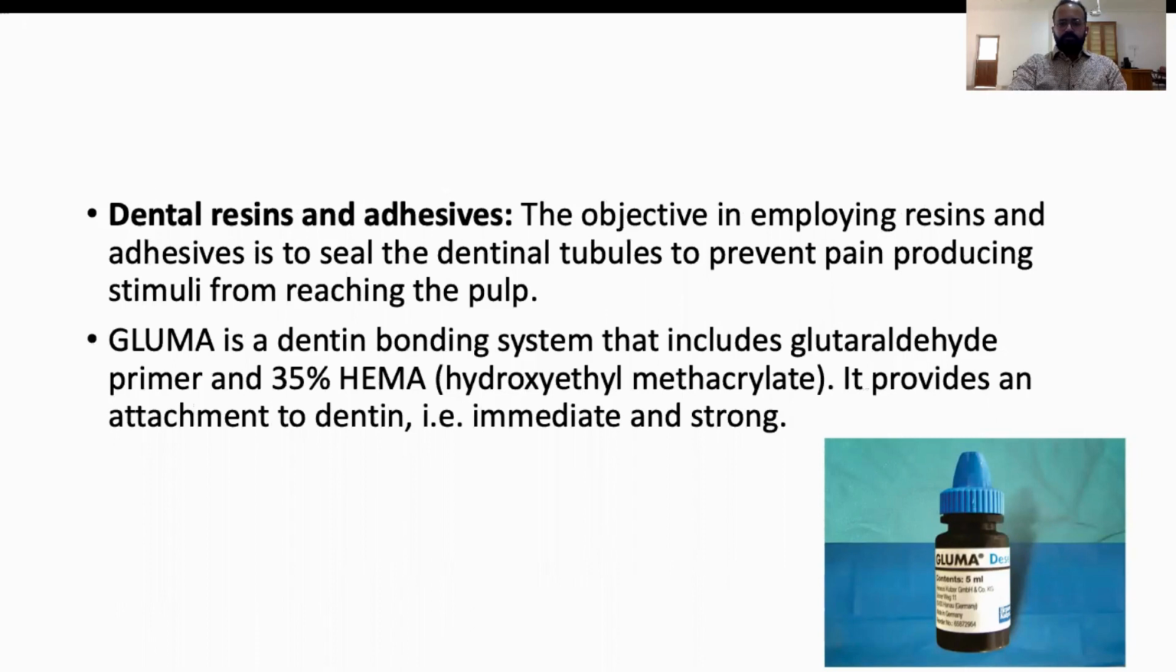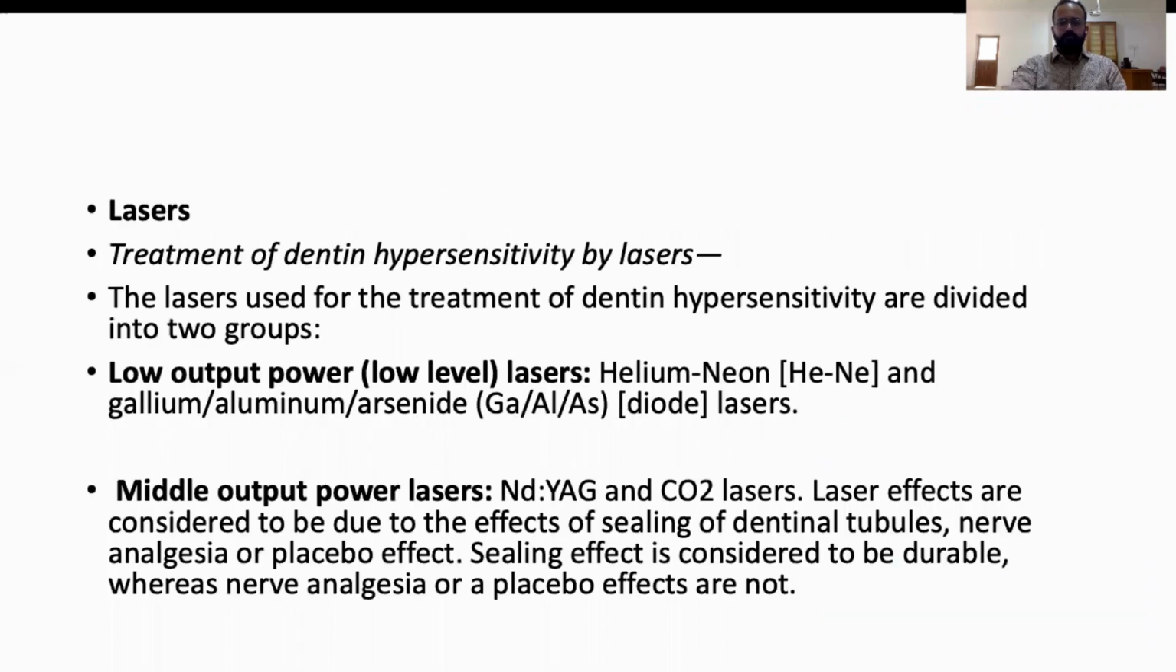Dentin adhesive resins. The objective in employing these resins is to seal the dentinal tubules to prevent pain-producing stimuli from reaching the pulp. Gluma, a dentine bonding agent that includes a glutaraldehyde primer and 35% HEMA, that is hydroxyethyl methacrylate, provides an attachment to dentine that is immediate and strong.